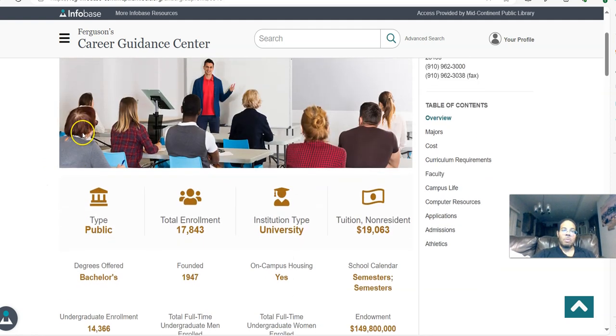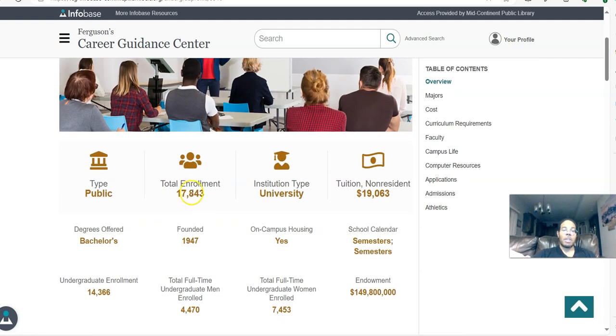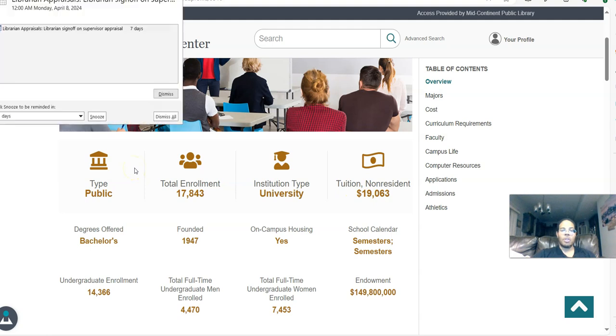Public. UNCW is a public institution. Total enrollment almost 18,000. There is on-campus housing. I lived on campus all 4 years. Tuition for the non-resident is close to 20,000 per year.